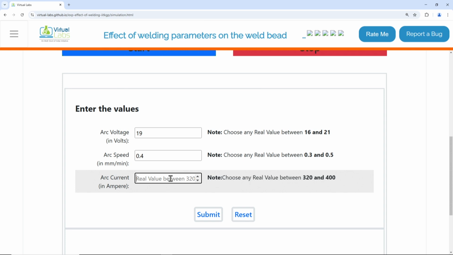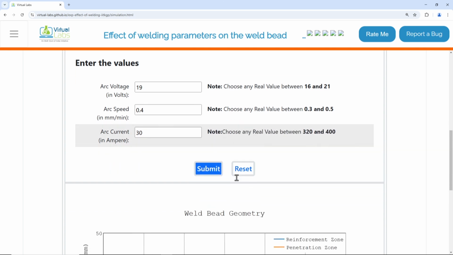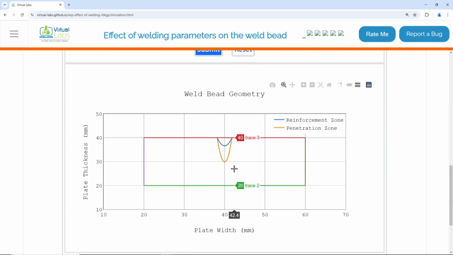So I'll put the arc current in amperes. I can also click this button to come to the current that I would like to put here. I will put the current in amperes, maybe let me say only very small, 30 amperes. Submit. So it will show how the weld bead geometry would be generated. Right, reinforcement zone is blue, penetration zone is orange.